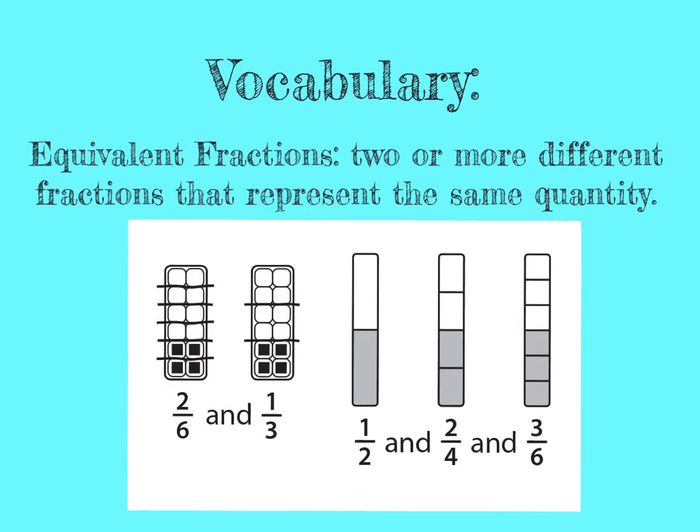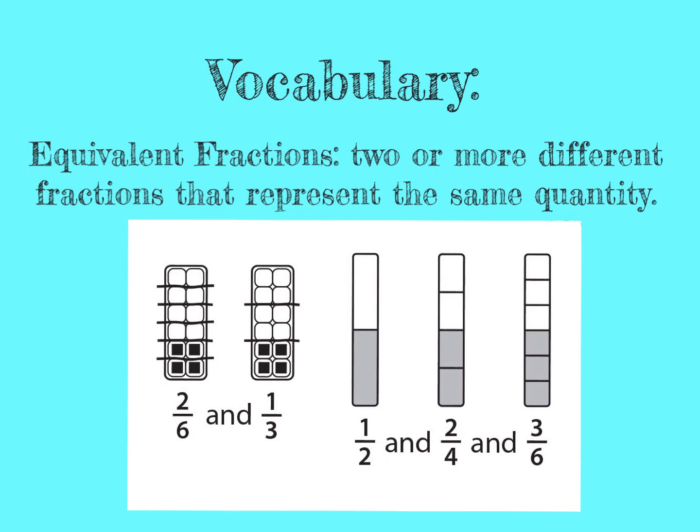Our next vocabulary word is equivalent fractions, which are two or more different fractions that represent the same quantity. If we look at our example down here, you can see that 2/6 is equal to 1/3 because 2/6 is split into 6 different parts, when 1/3 is only split into 3 different parts, but they're still equal. They have the same amount.